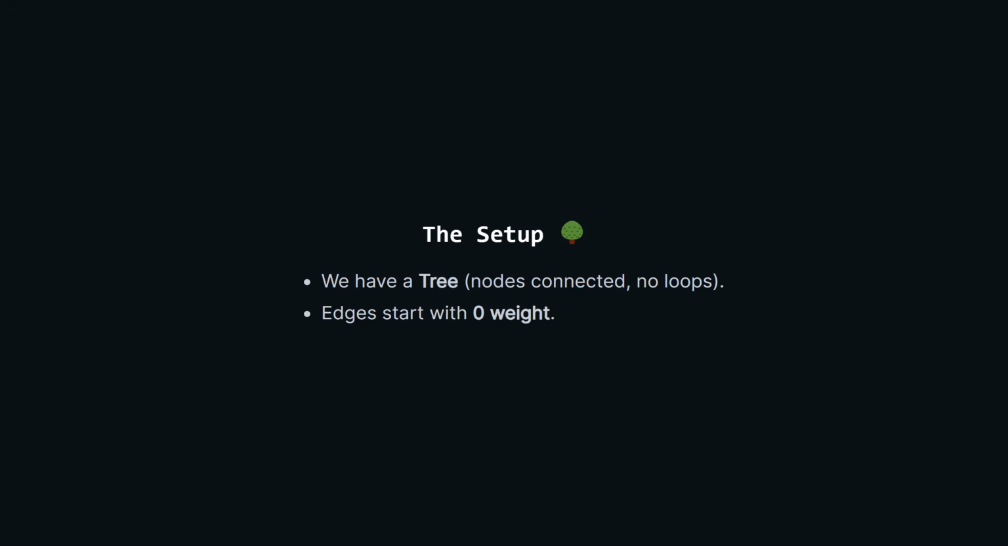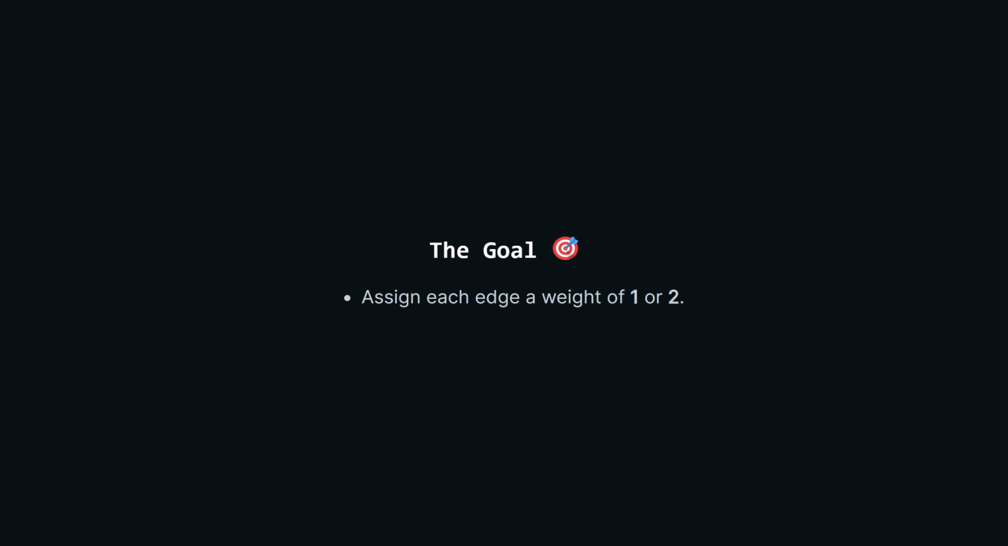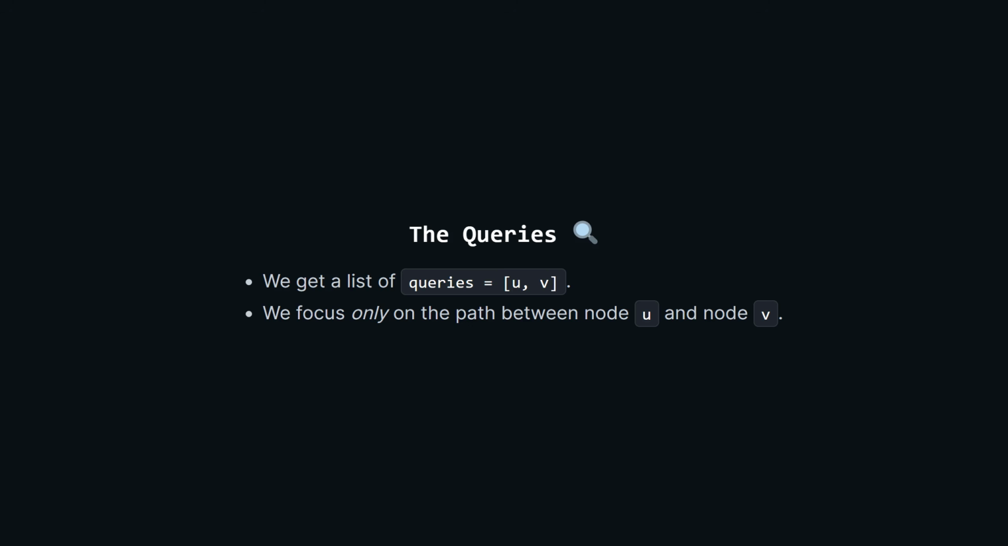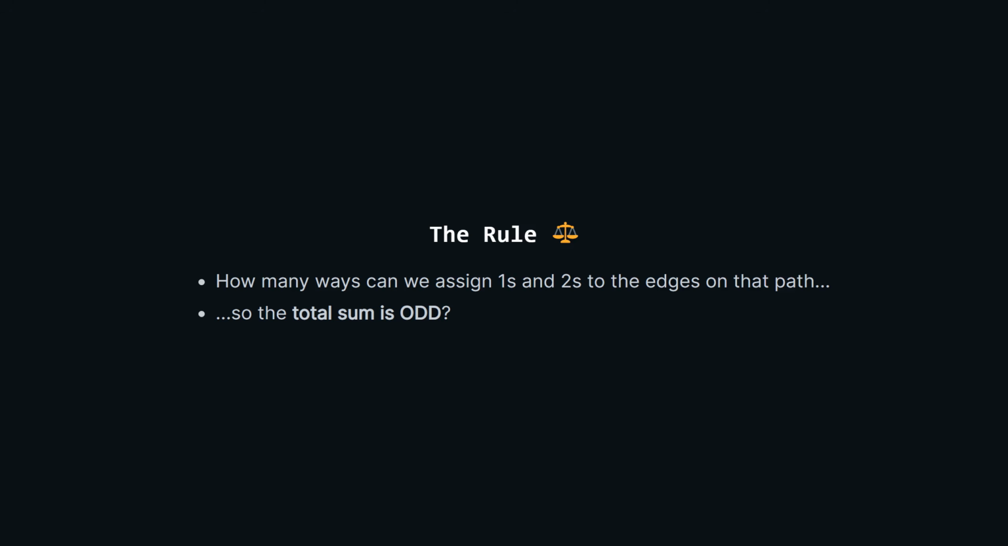Every edge starts off with no weight assigned to it. Our main task is to assign a weight to every single edge, and our only choices are the number 1 or the number 2. We are then given a list of queries. Each query gives us a starting node and an ending node. For each query, we only care about the specific path connecting those two nodes. For the edges exactly on that path, we need to figure out how many different ways we can assign our 1s and 2s so that the total sum of the path is an odd number.